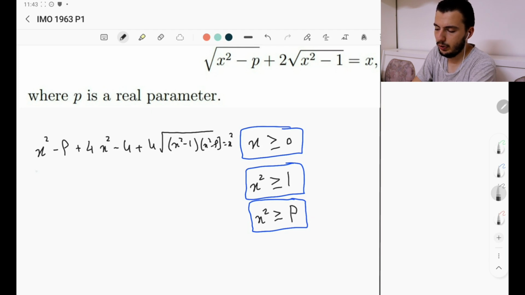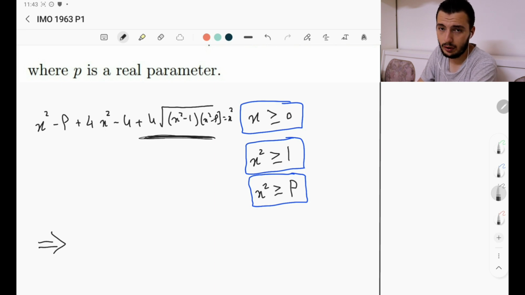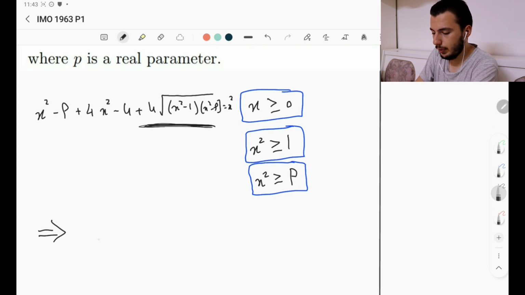Alright, we cancel x squared from here with x squared from there, and let's write our new equation here. We can arrange it such that we want this to be on one side and the other on the other side, because we want to square again in order to get rid of this ugly square root.